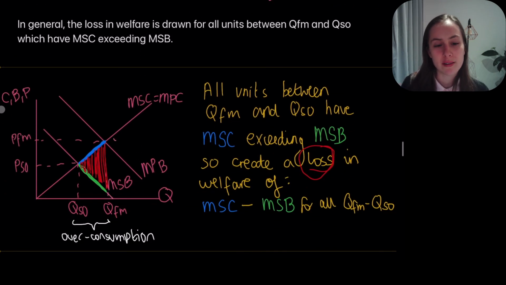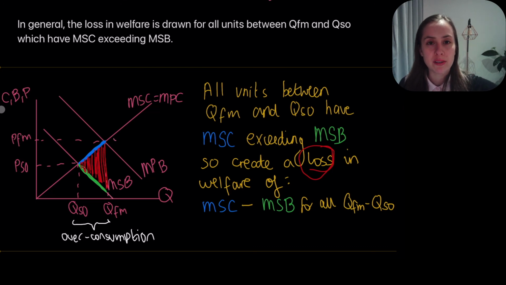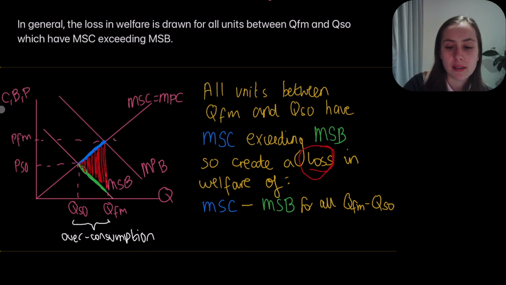If you want a shortcut, I've written it here. The loss in welfare is drawn for all units between QFM and QSO. Just grab the difference between the MSC and the MSB.